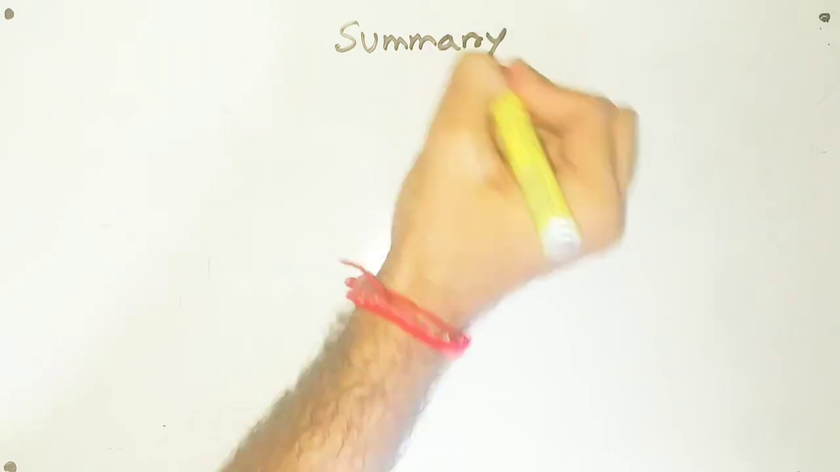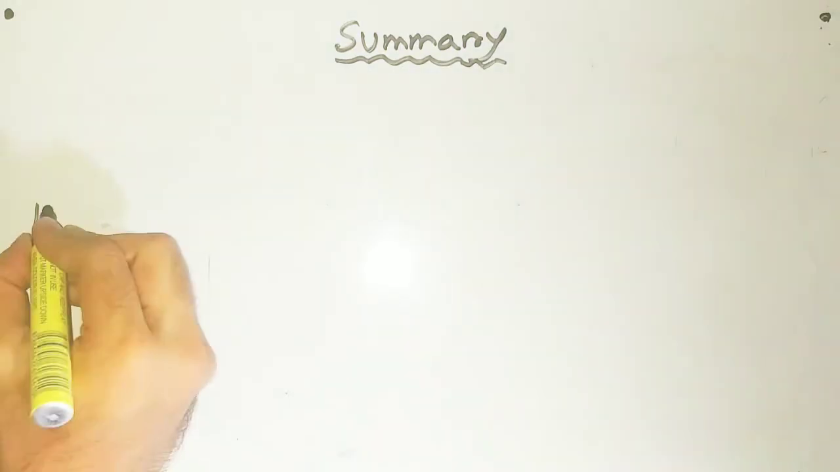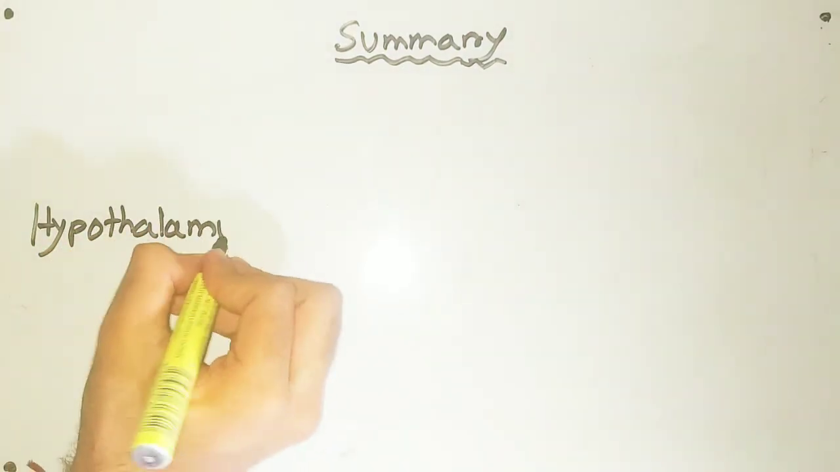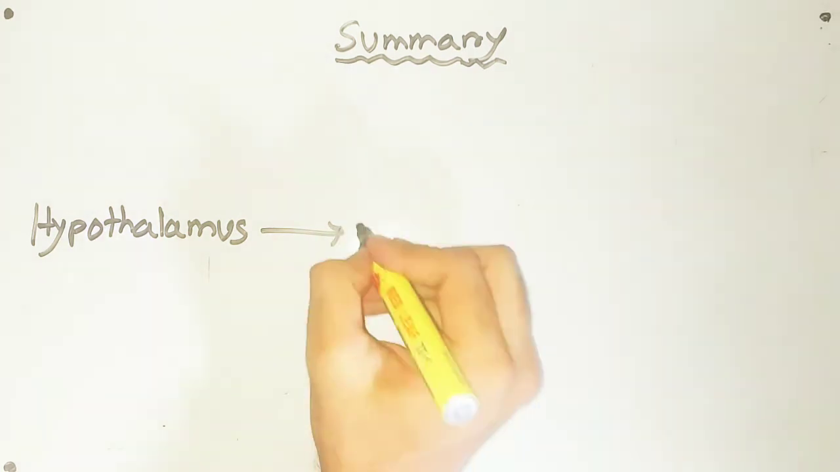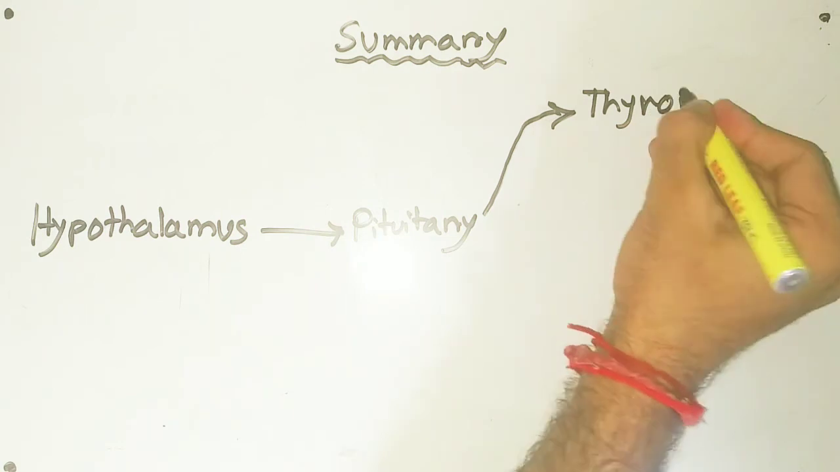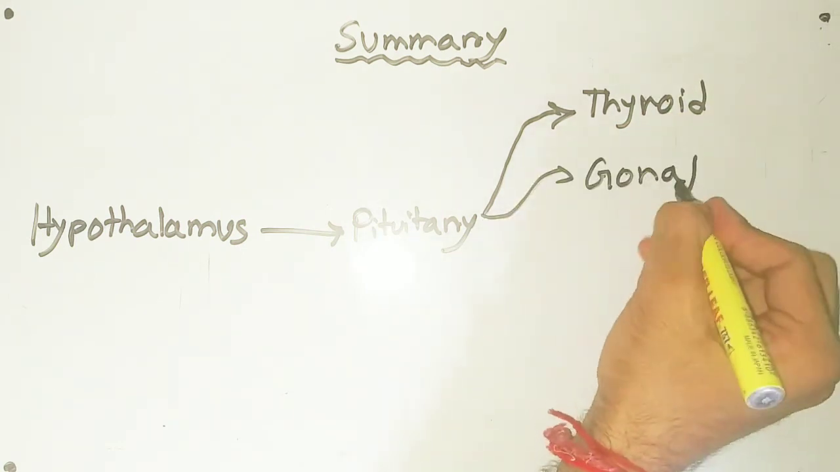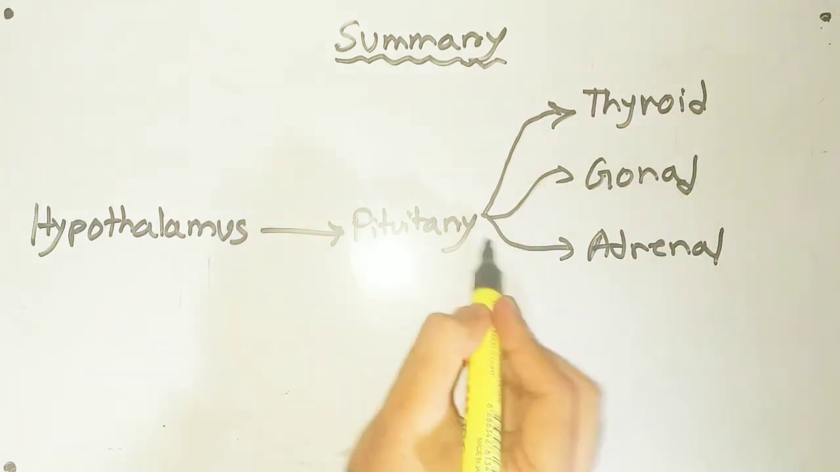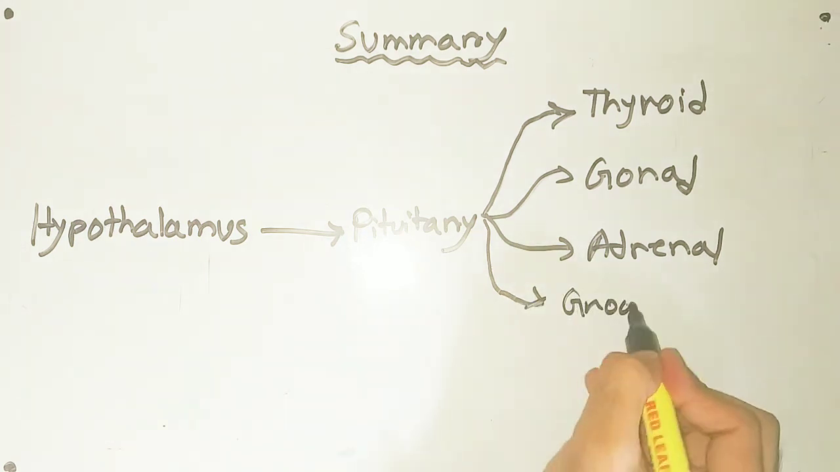Now, the summary. First of all, the hypothalamus releases many hormones which act on the pituitary, then the pituitary acts on the thyroid, the gonad, and the adrenal, and it also acts on growth.